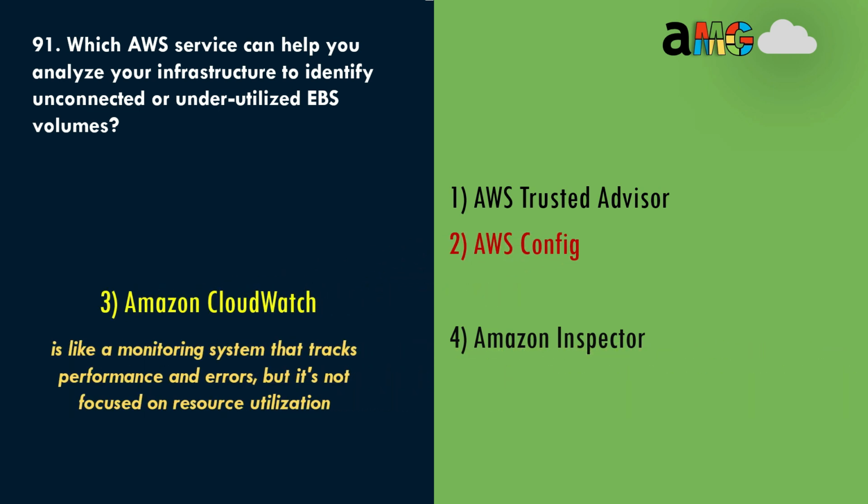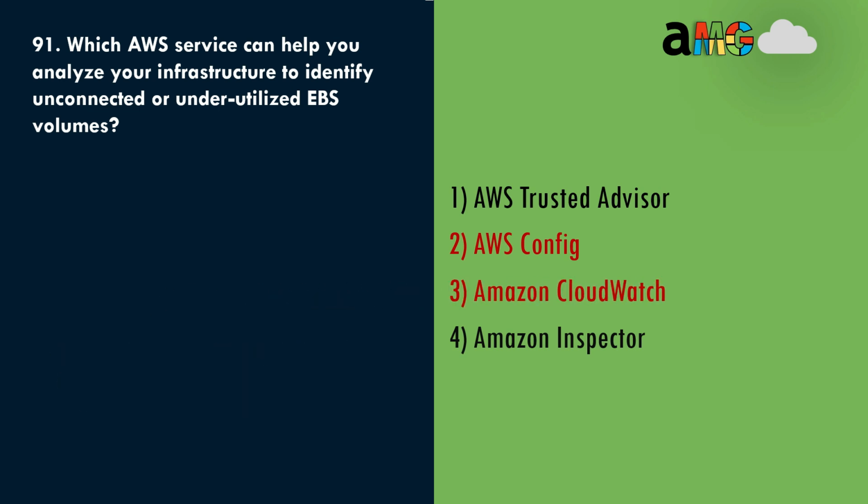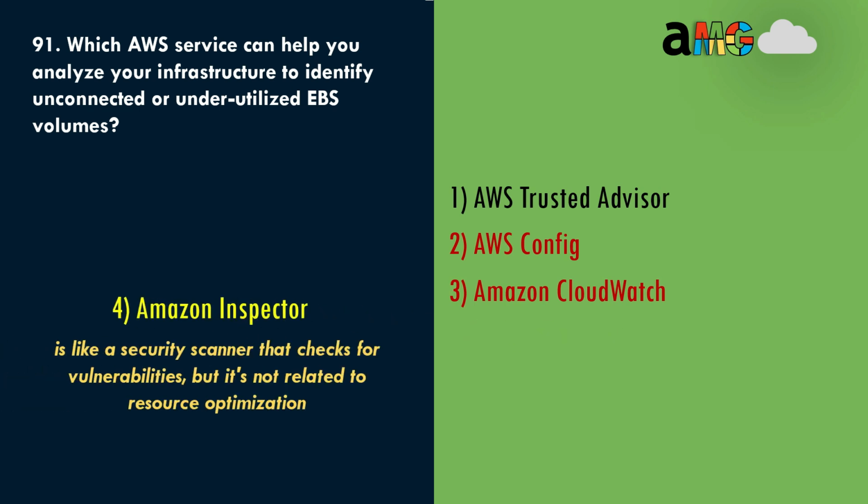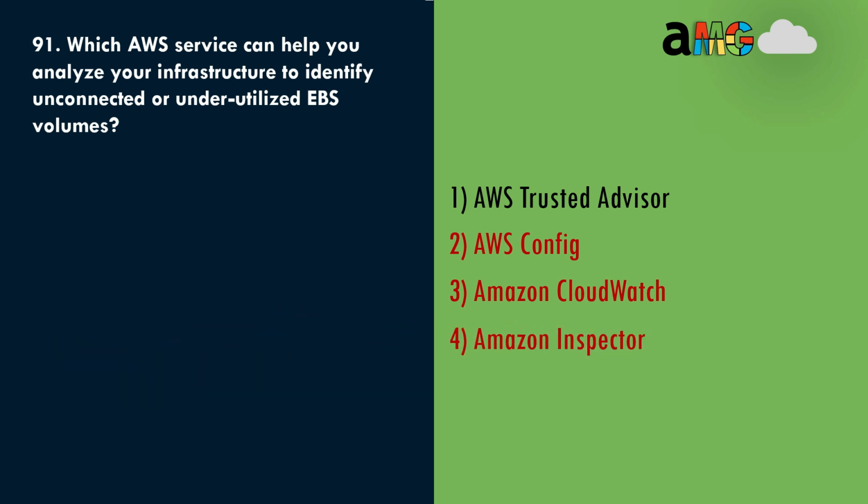Option 3, Amazon CloudWatch, is like a monitoring system that tracks performance and errors, but it's not focused on resource utilization. Okay, so this is also the wrong answer. Option 4, Amazon Inspector, is like a security scanner that checks for vulnerabilities, but it's not related to resource optimization. Okay, so this is also the wrong answer.